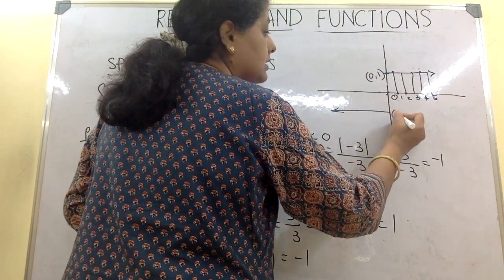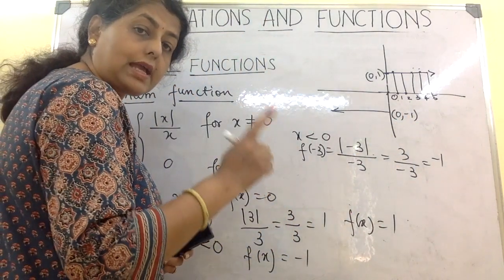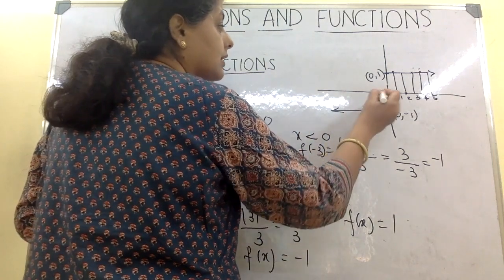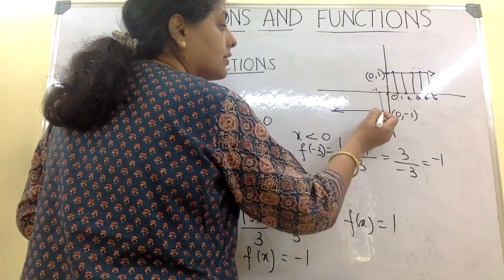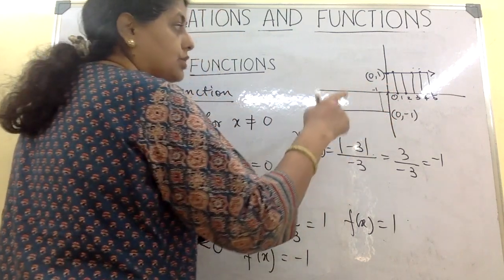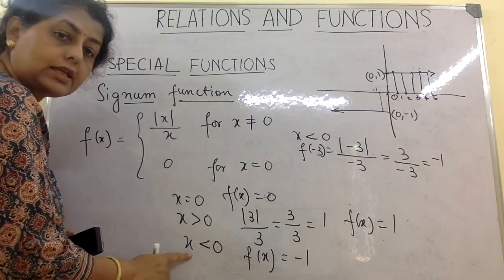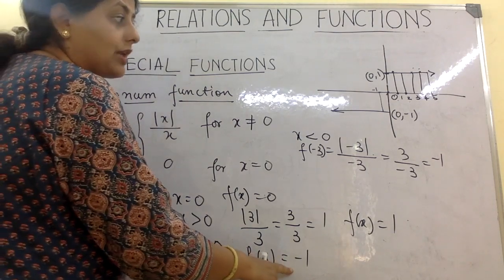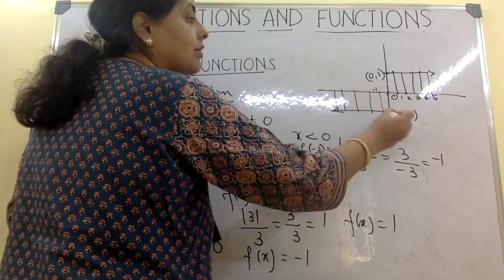This is (0, -1). Here we'll have x is -1, y is -1. Why? For all negative values of x. Look here, for all negative values of x, f(x), that is y, is equal to -1. For all negative values, you see y is now -1.